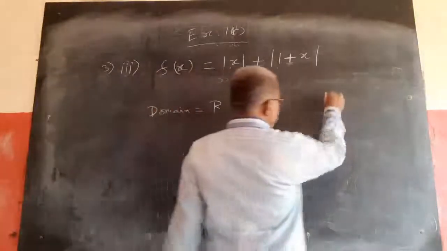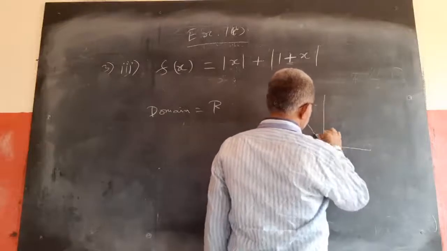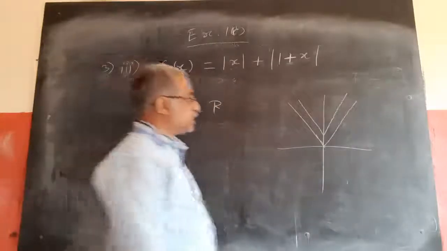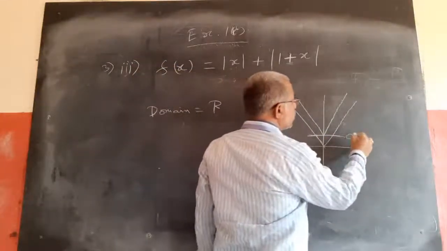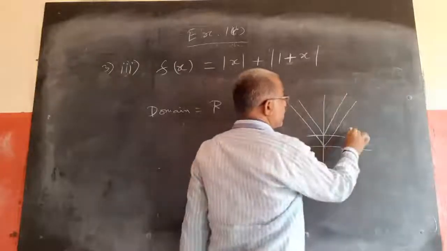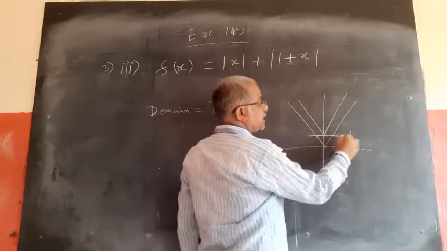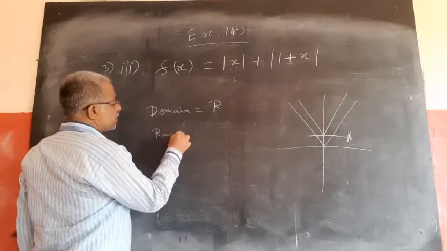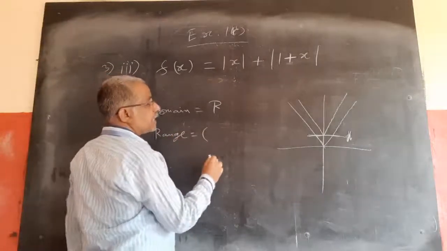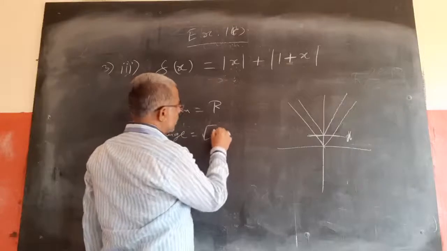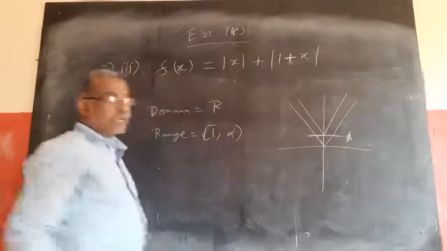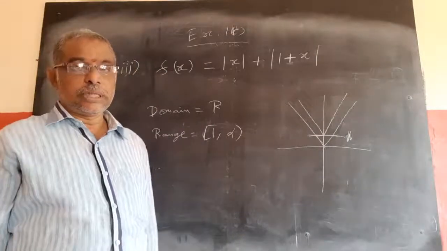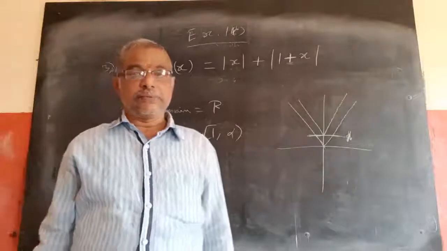We already drew this graph. The mod x graph is this. The modulus of x plus 1 graph is this. Both are above the x-axis, but each range is from 0 to infinity. Sorry, this graph is from 1 to infinity. So the range of the function equals 1 to infinity, including 1. Like this, we can find the range of the function.